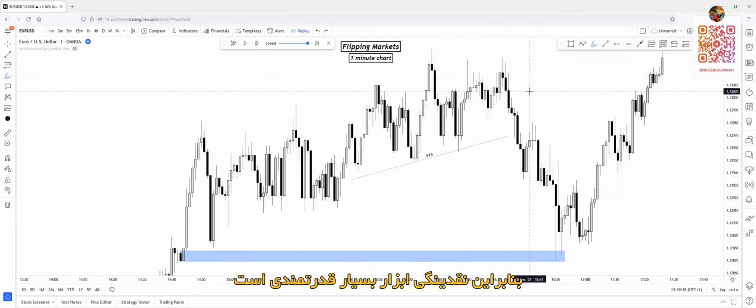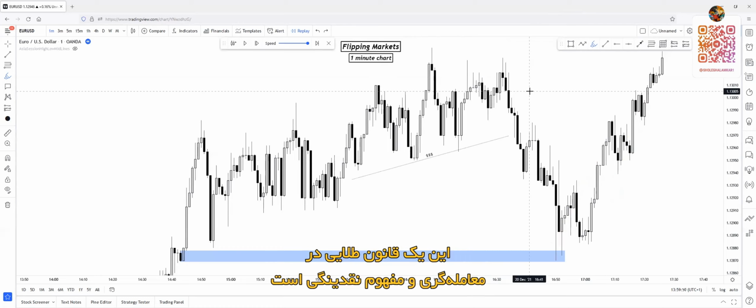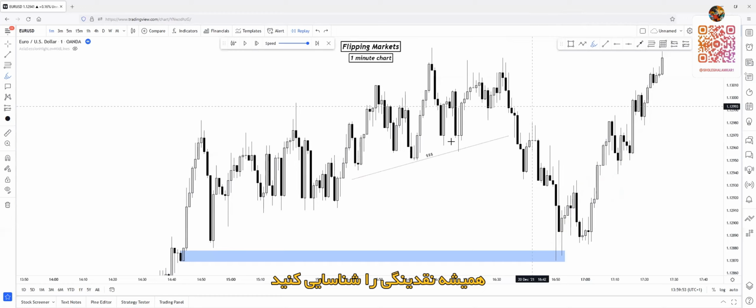So yeah, liquidity is a really, really powerful tool. You really want to master it, because you want to spot the liquidity before you become part of the liquidity. This is a really important golden rule in trading and in liquidity concepts. Always spot the liquidity. Always.